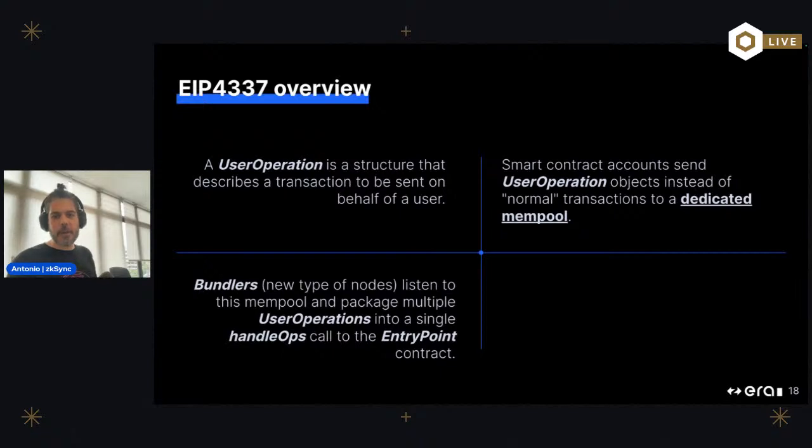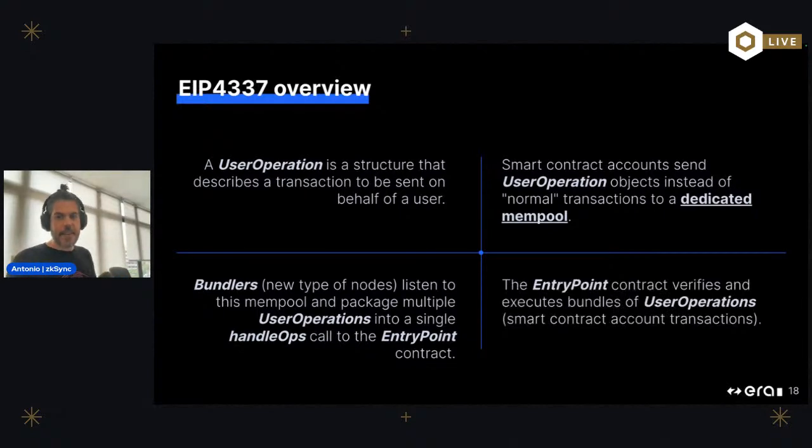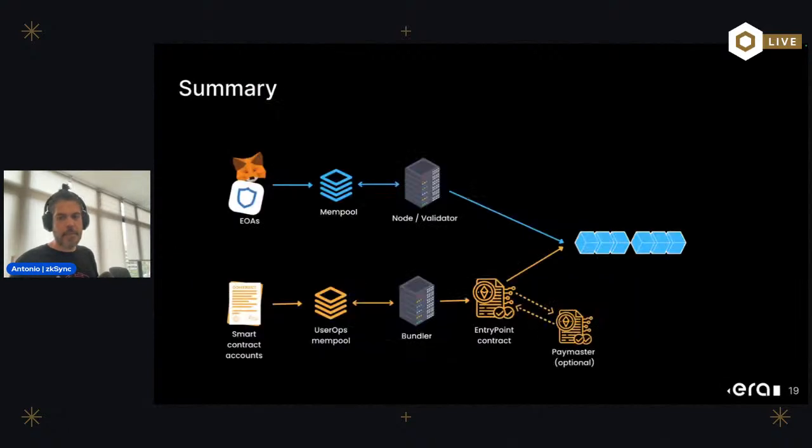In addition to that, we have the concept of bundlers, which are nodes running a specific code. And these bundlers are keeping an eye on this dedicated mempool, and they package multiple user operations together and send them to the entry point contract. And then finally, the entry point contract is like an Ethereum system contract that receives these user operations and executes them. So in summary, EIP-4337 created a new transaction flow for smart contract accounts.